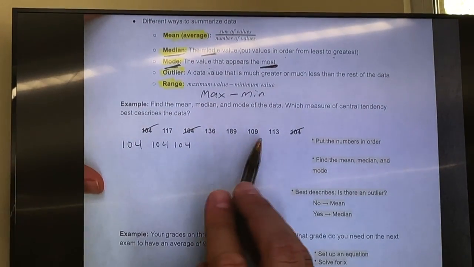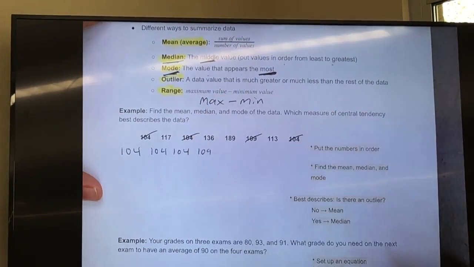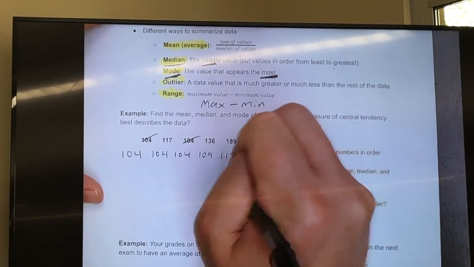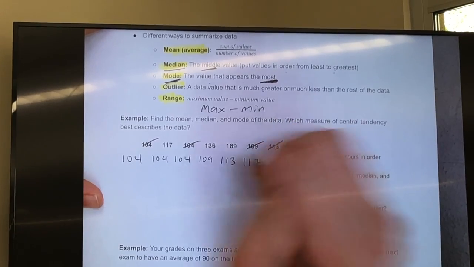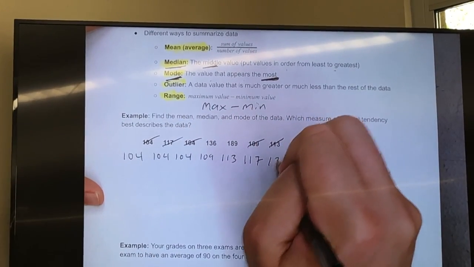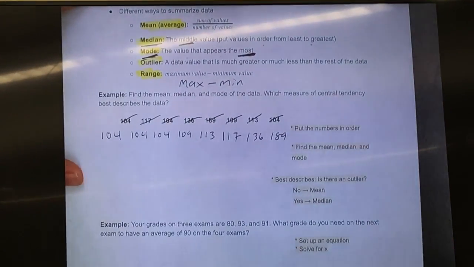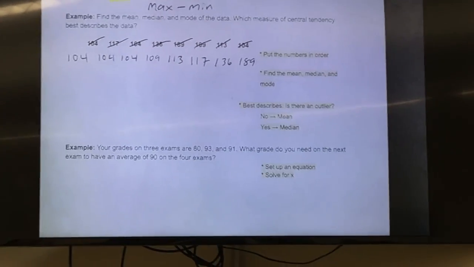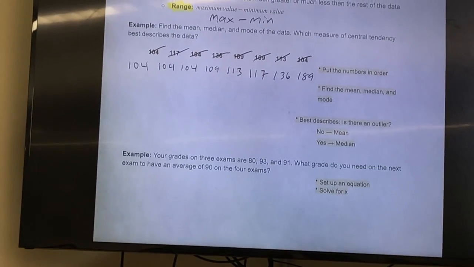Then we have the number 109. Then we have the number 113. Then we have the number 117, followed by 136 and 189, and I barely made the room. Okay, so order from least to greatest. We are going to start by finding our mean.